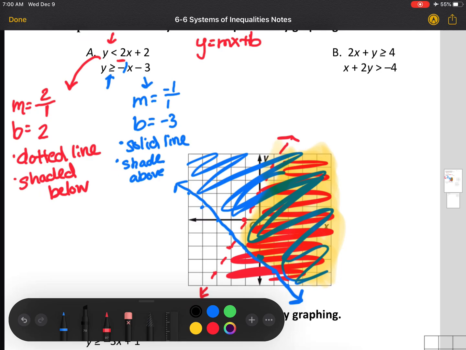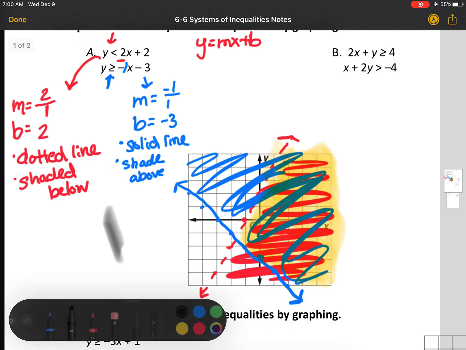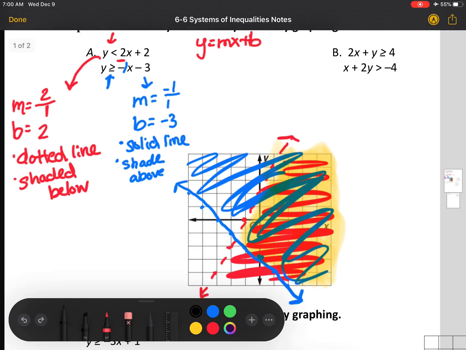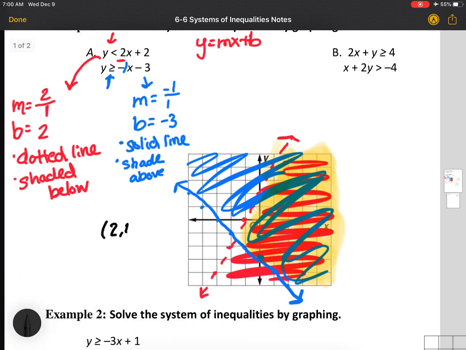So say, let's say 2, 1. Well, what that means is I could plug that x value in for both of those inequalities and that y value, and it's going to make those both true.